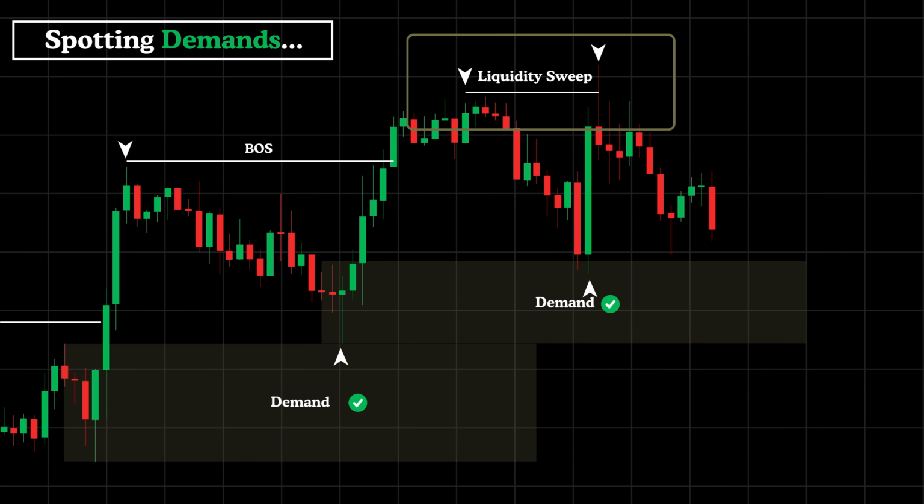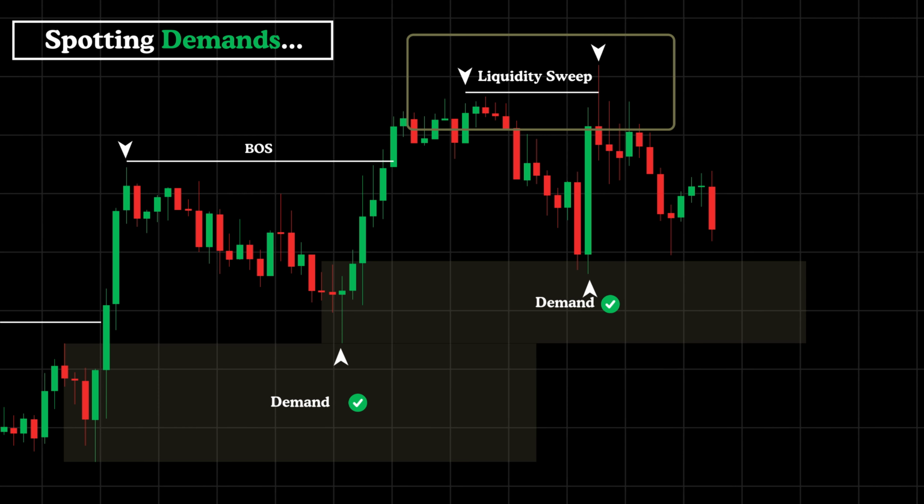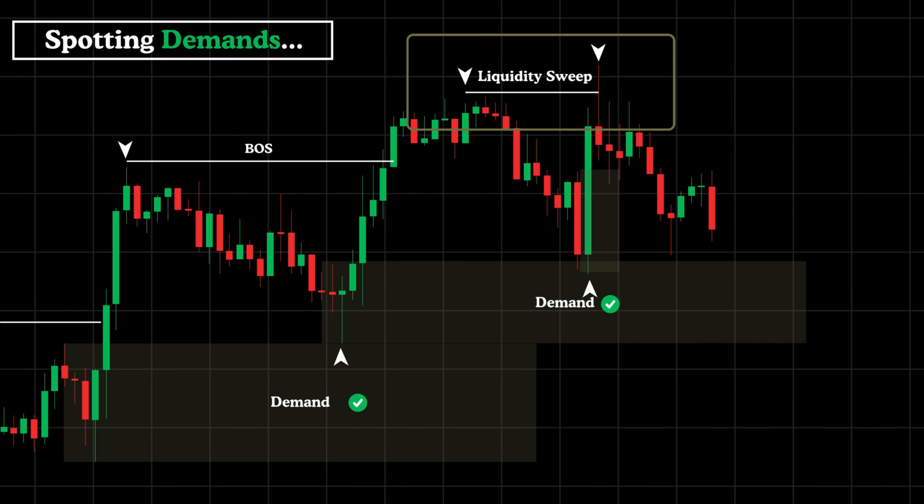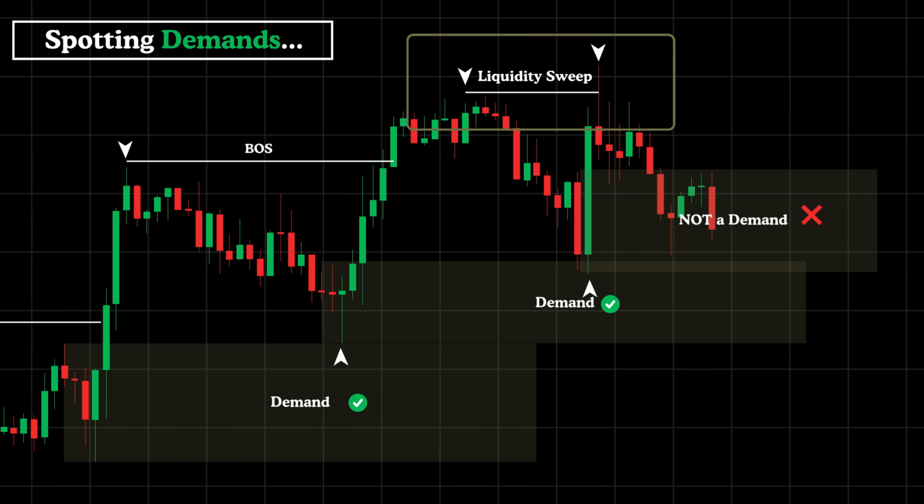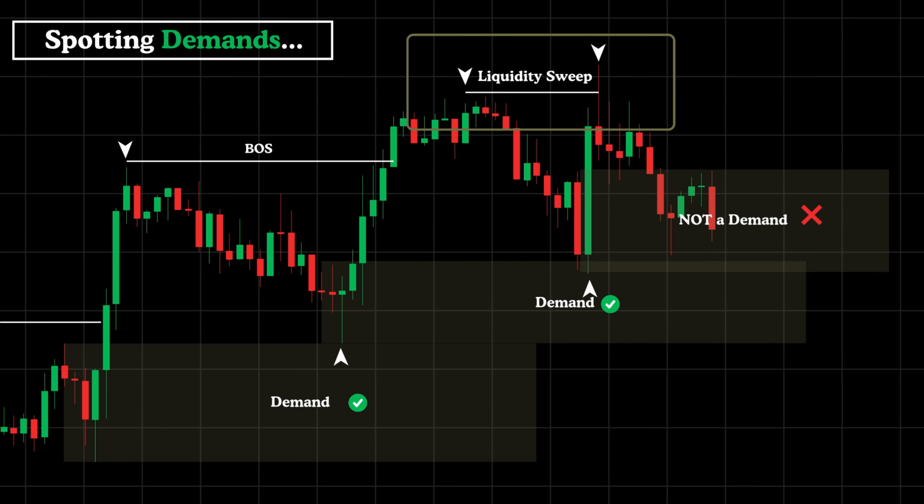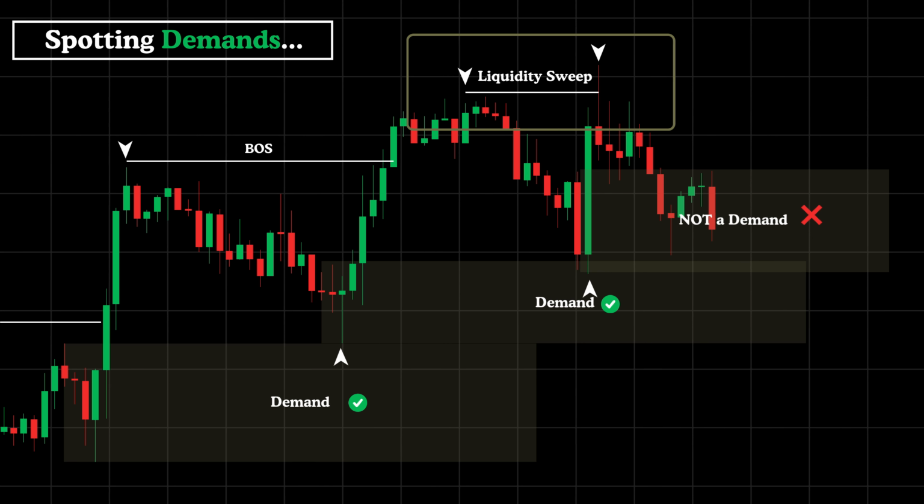What's actually happening is price is collecting liquidity above that swing high to build momentum before choosing its next direction. Therefore, the red down close candle preceding this liquidity sweep cannot be considered a valid demand zone, as the required condition, a confirmed break of structure, is absent. Now, let's move on to the next topic.